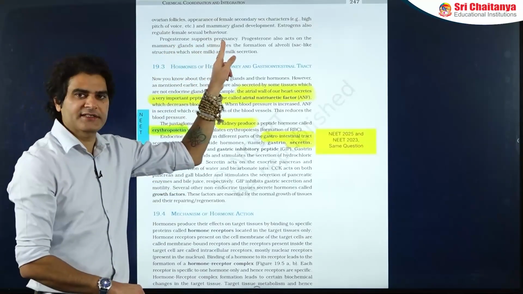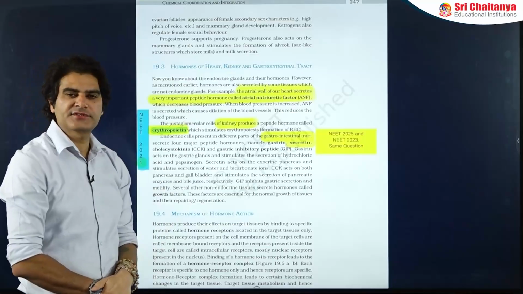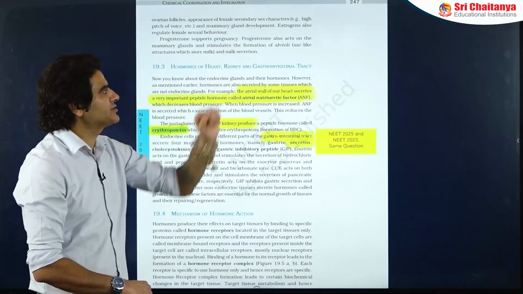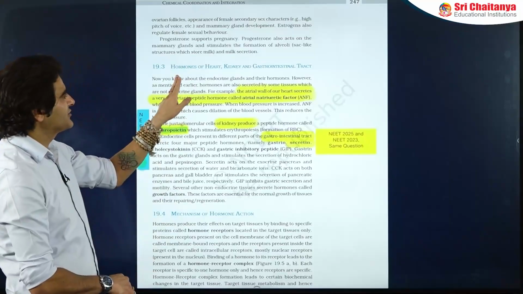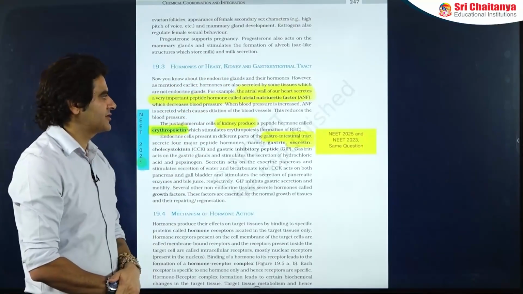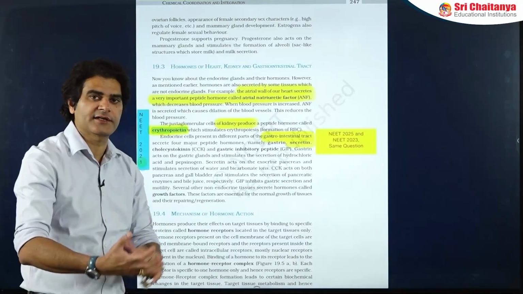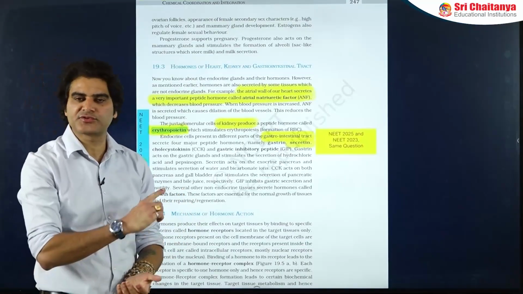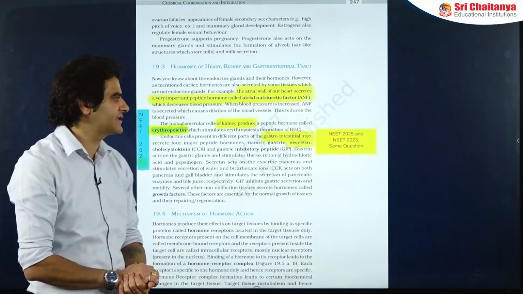Progesterone also supports pregnancy, it's called the pregnancy hormone, and it also acts on the mammary glands, stimulating the formation of new alveoli and milk secretion. Hormones from heart, kidney, gastrointestinal tract. These are not strictly endocrine glands, but they are tissues or organs that can produce hormones. That is why we have to study them in the endocrine system, and we have had a discussion about all the hormones from all these areas.